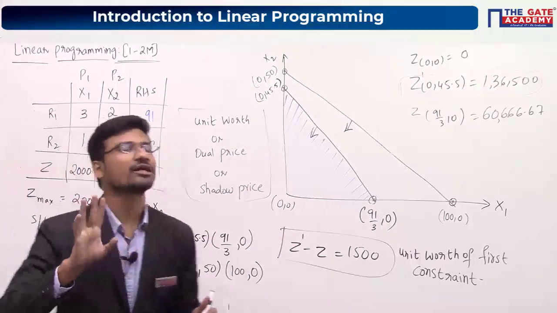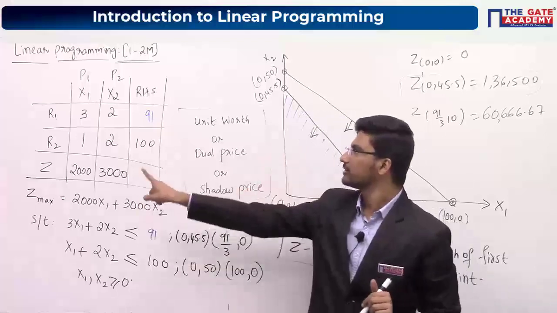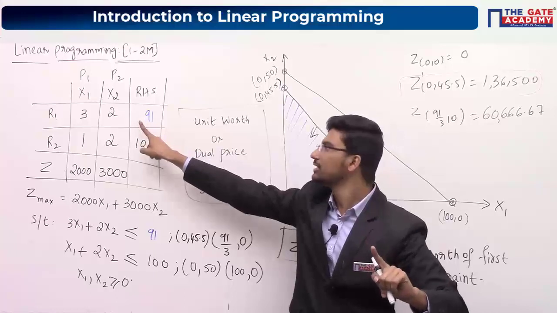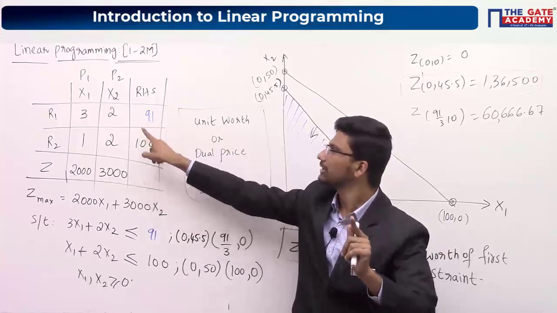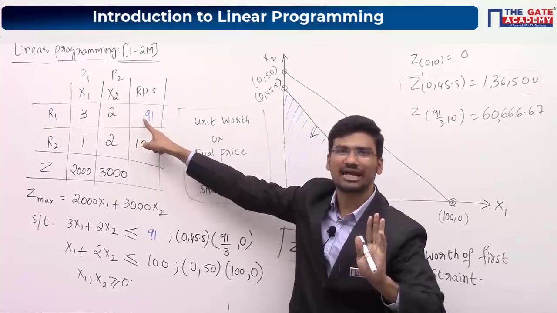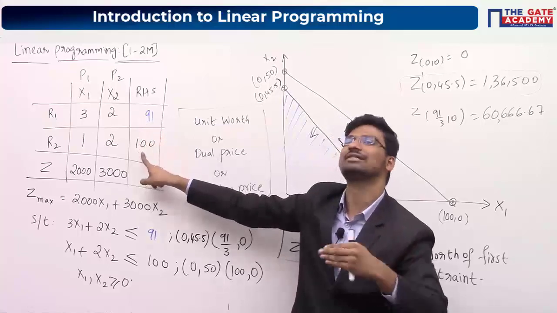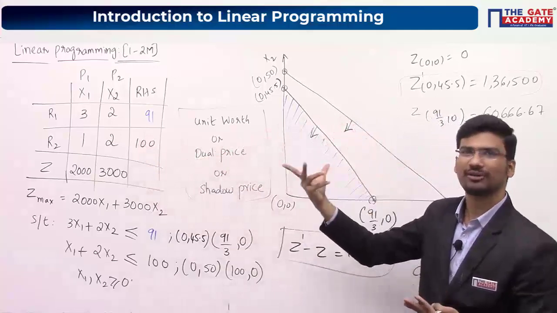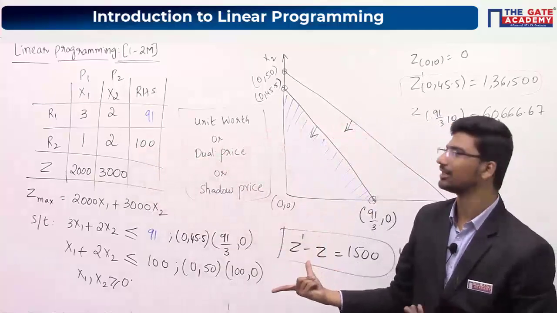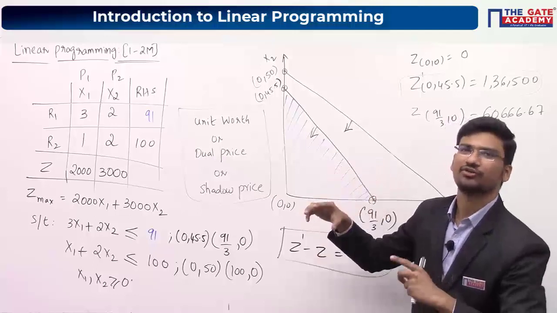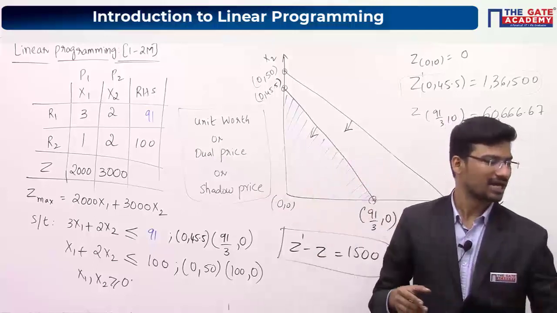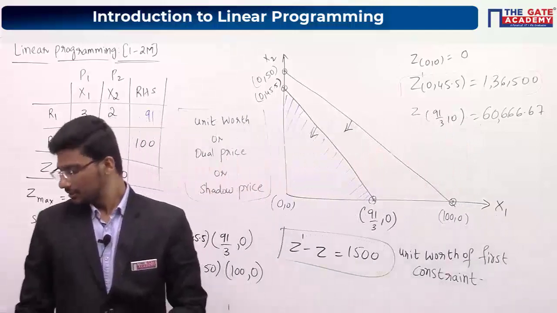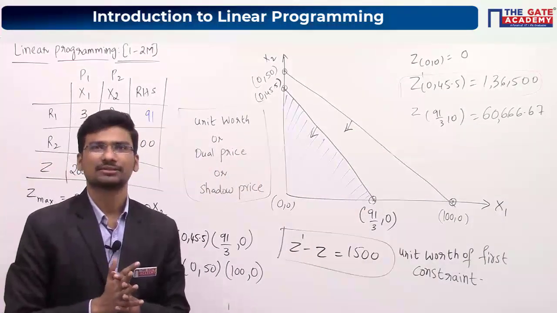See, whenever you are calculating the unit worth of resource R1, you have to keep R2 constant. Just change the RHS of R1. So if you are calculating for R2, keep R1 constant. That means the initial value is 90, right? So this will be 90 and this will be 101. Again plot the graph. You will be getting the value as 0 only. As it is a redundant constraint, the unit worth will be 0. So what is the answer for this particular question? Option A. Correct answer. So any doubt regarding this?